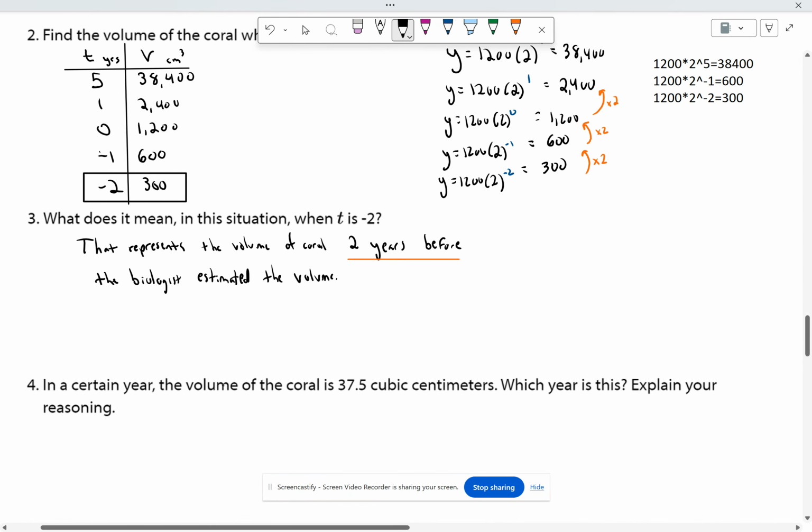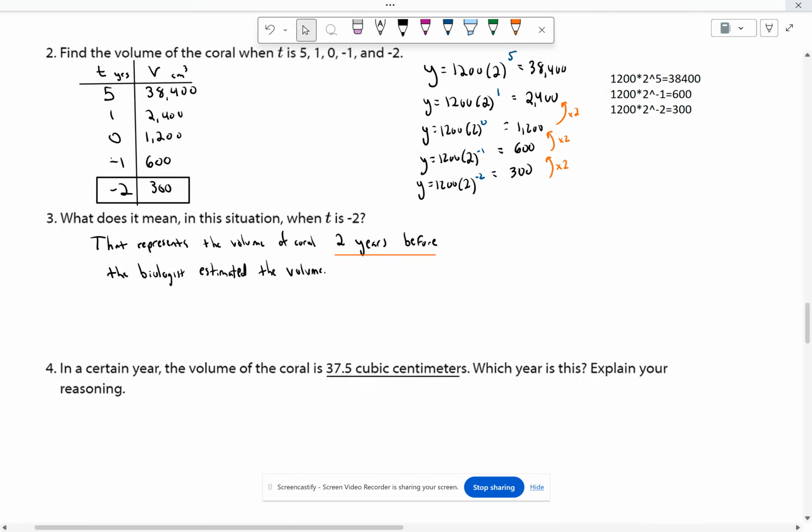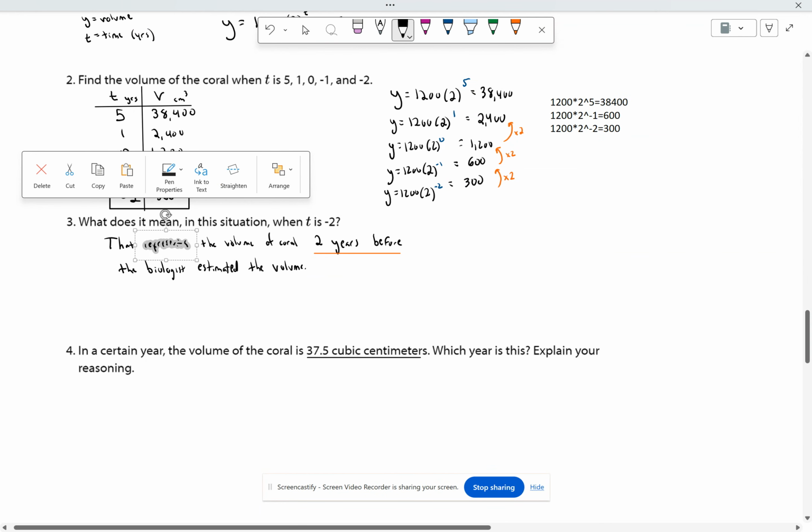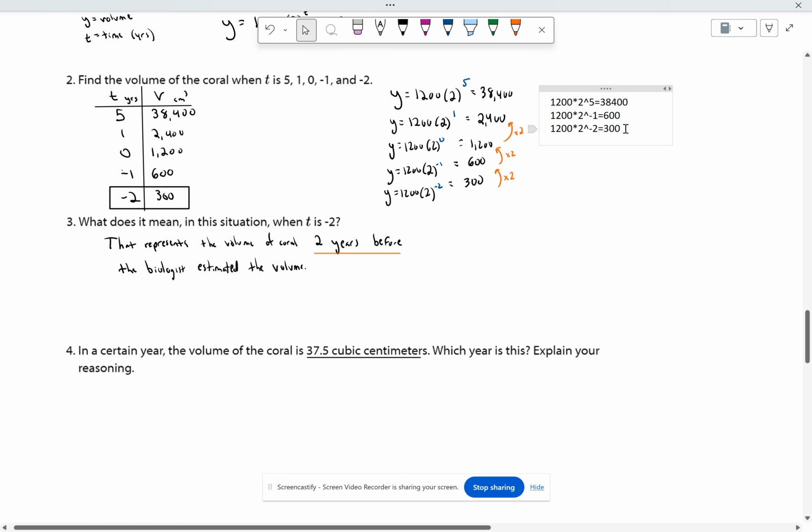So in a certain year, the volume of the coral was 375 cubic centimeters. Which year was this? Explain our reasoning. So we're trying to find out which year the volume went down to 37.5. Well, there's a couple ways we're going to look at this. First, we can just kind of keep using this pattern here.